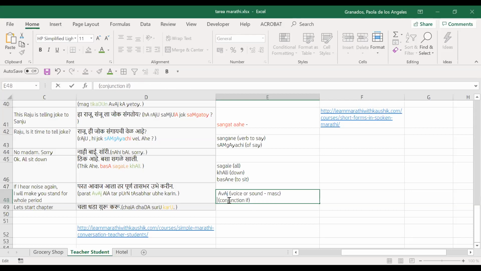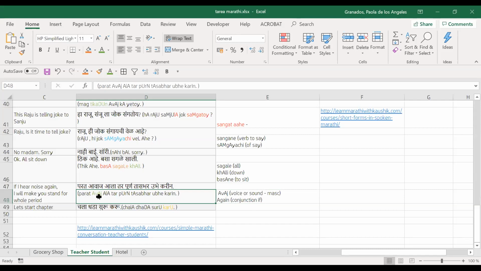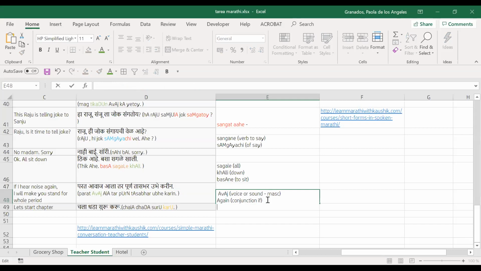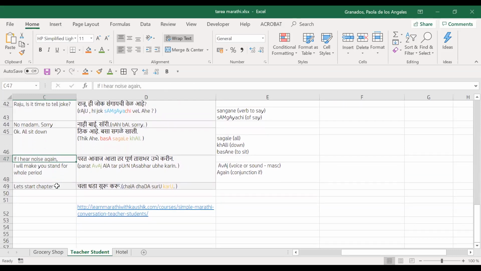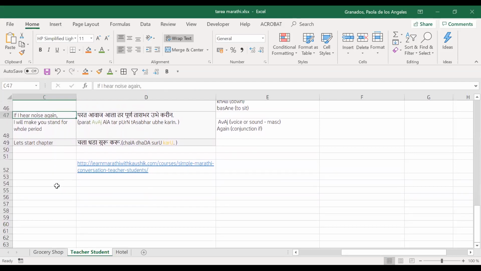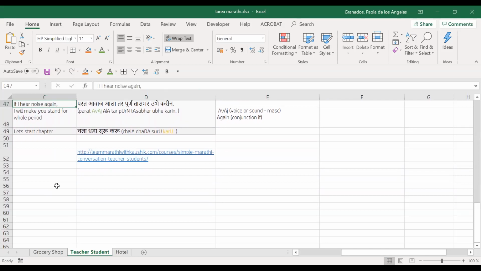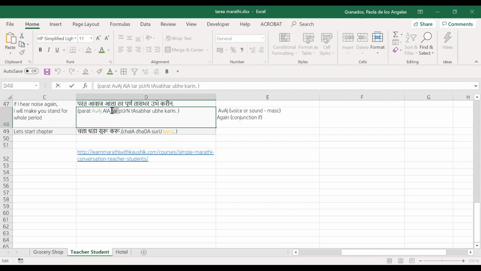So who has analyzed the sentence? Who can explain? Is there an if in this sentence? Emily, Choco, Alice, Antonella. Which one? In row number 47, the Marathi sentence. It's included in the construction. In English we have an if-else kind of structure. Is it there in the Marathi sentence? Yeah, if something. I think I checked the lesson for this phrase.